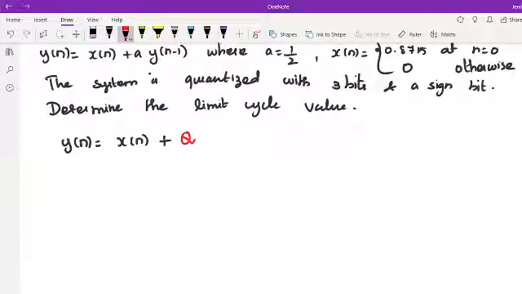within that required bit size, no problem, we don't need to perform the truncation or rounding. When that value is greater than the available bit size, we need to perform the quantization. So in that case, it is quantization of a into y of n minus 1. So now, to determine the limit cycle value, we must know what is that y of n for various durations.